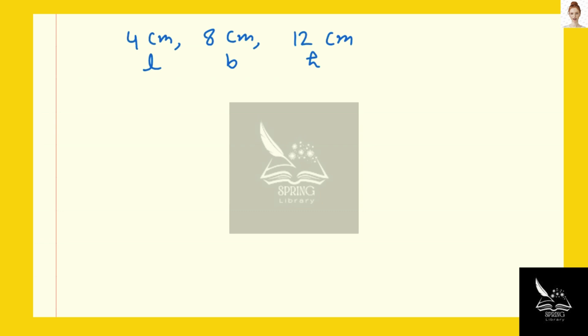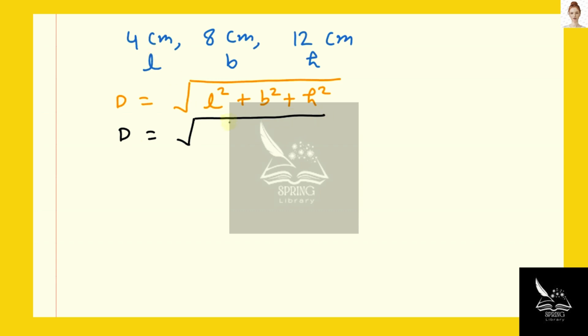Now let's apply the formula to calculate the diagonal of a rectangular solid. This will be equal to the square root of length square plus width square plus height square. Now substitute all the values. So we get diagonal is equal to the square root of length square, which means 4 square, plus width square, which means 8 square, plus height square, which means 12 square. On further simplifying, finally we get diagonal is equal to 14.97 centimeter.